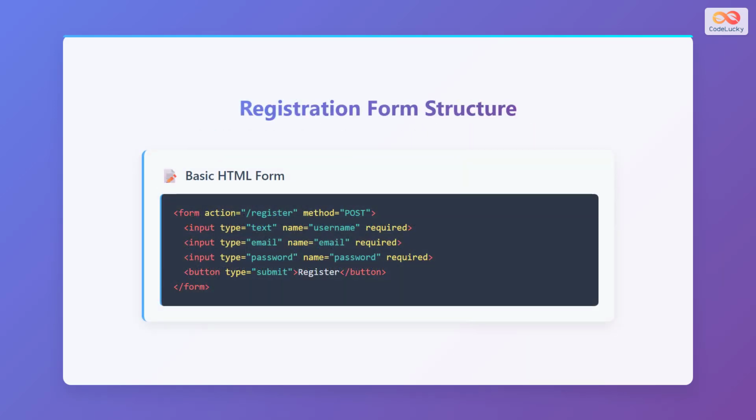Here's a basic HTML form for user registration. It includes fields for username, email, and password. The form sends data to the /register route using the post method. Each input field is marked as required, ensuring that users fill them out. The Submit button triggers the registration process.